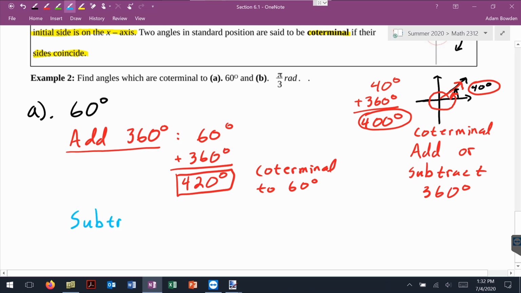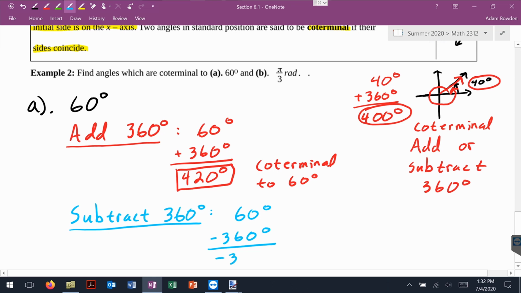Alternatively, we could do the same kind of thing by subtracting the 360 degrees instead. So that would look like 60 minus 360, which would turn out to be negative 300 degrees. That is also coterminal to 60 degrees.